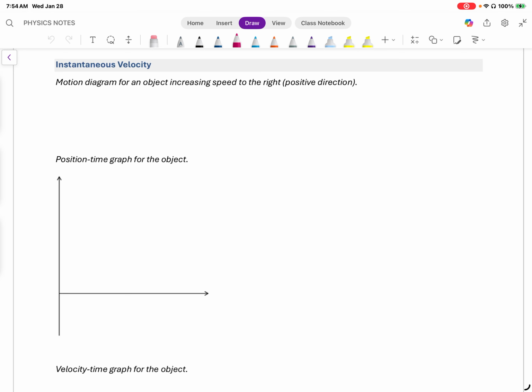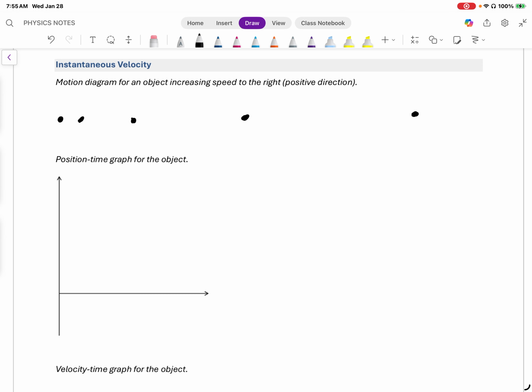All right, we previously worked with a case where we had constant speed. So now let's look at something where we don't have constant speed. We're going to do a quick motion diagram here for an object that is increasing speed to the right. If I'm increasing speed, then I know my little dots are getting farther apart.